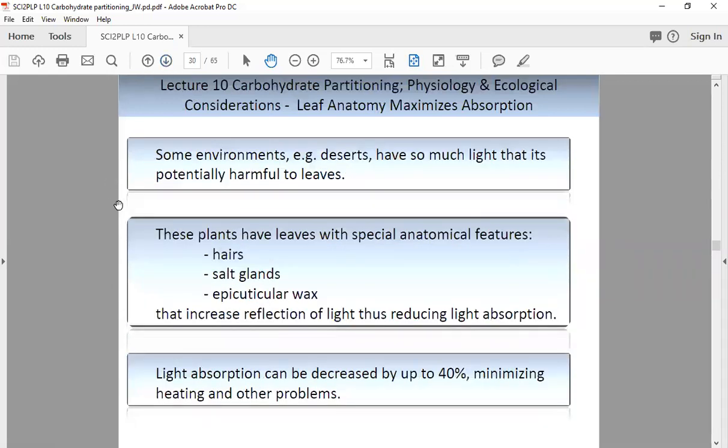And of course, some environments, for example, deserts, have so much light that light is potentially harmful to leaves. So these plant leaves have special features such as leaf hairs, salt glands, and epicuticular wax that increase the reflection of light from the leaf surface. This can reduce light absorption by as much as 40%, which minimises heating and other problems such as damage to the photosynthetic apparatus.